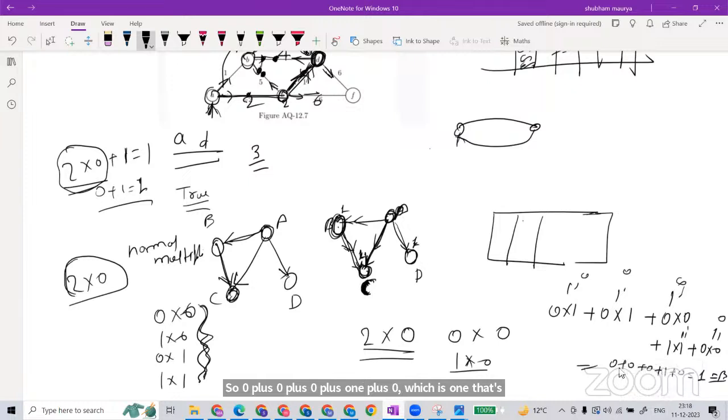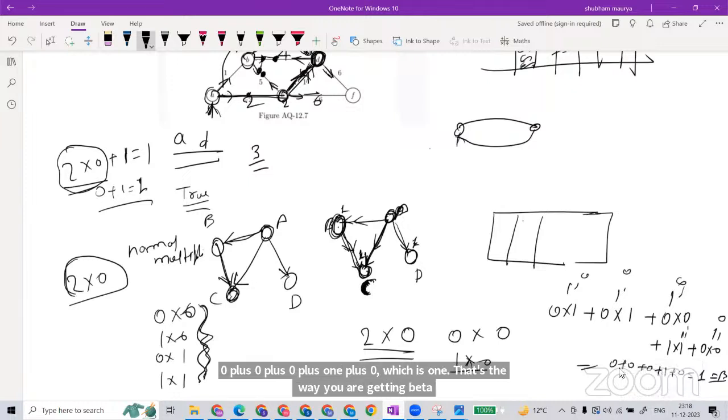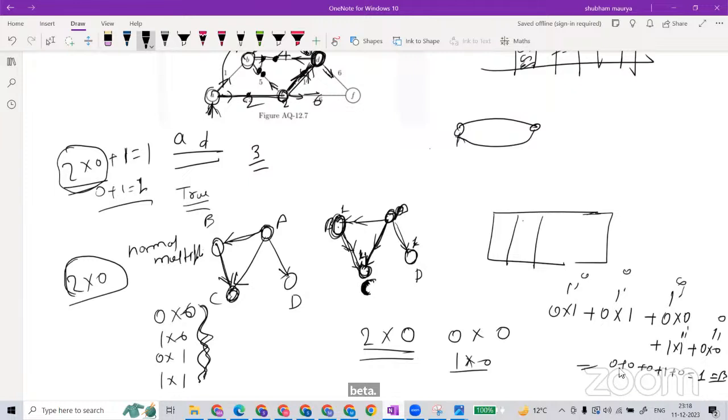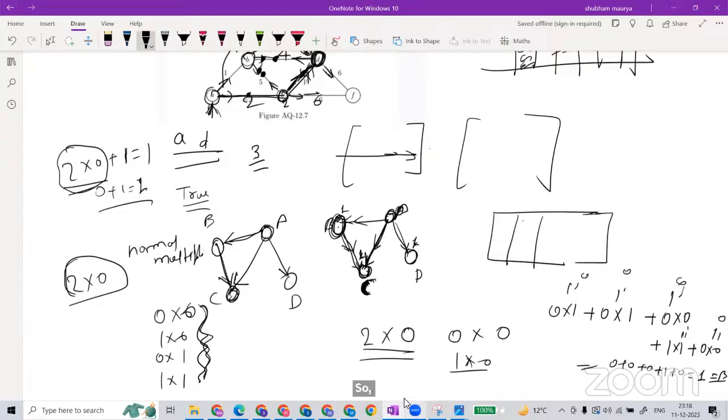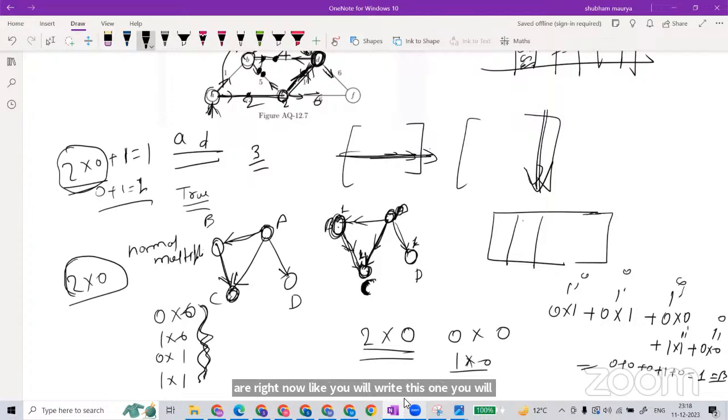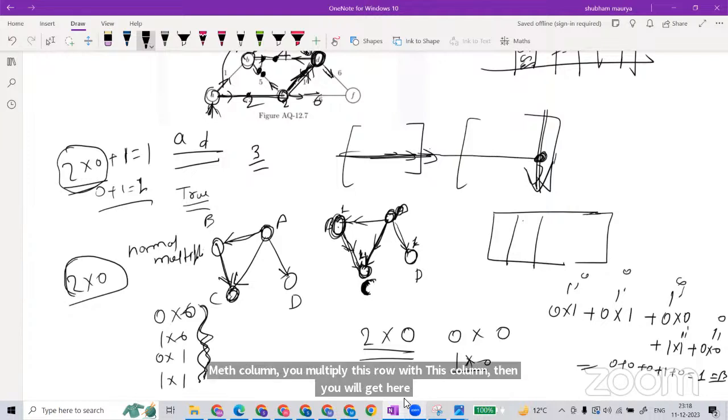Okay, but how come we multiply k by m? That's the way. You will take this row, and then your column is here. You will take the mth column, and multiply this row with this column, then you will get this beta.